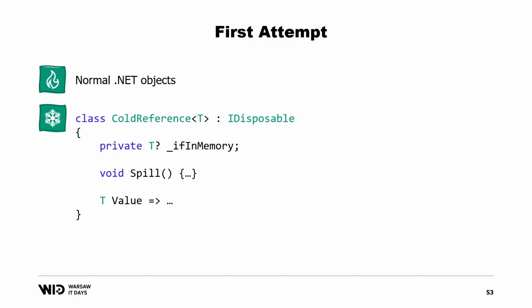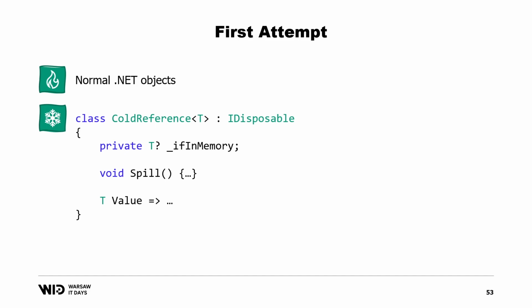This class keeps a reference to the value that is being put into cold storage, and this value can be set to null when it is no longer in memory. It has a spill function, which takes the value from memory and writes it to storage and then nulls out the reference, which will let the .NET garbage collector reclaim that memory when it feels some pressure. And finally, it has a value property. This property, when accessed, will return the value from memory if present, and if not, will load it back from disk into memory before returning it.